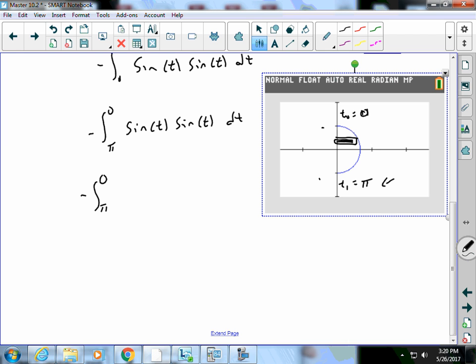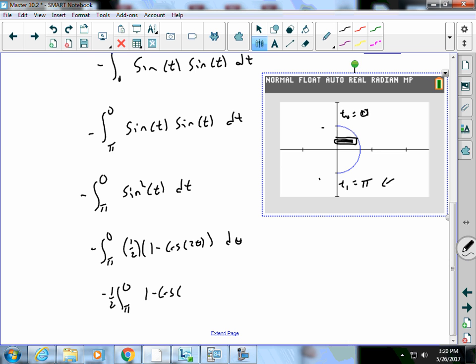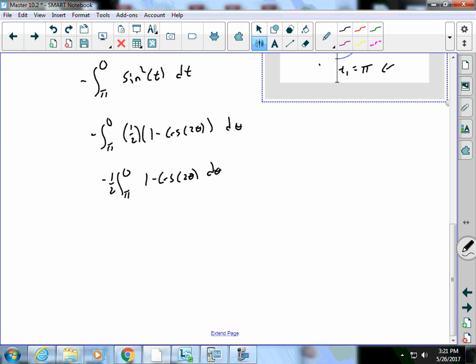Pi to 0 sine squared t dt. So I need to take the integral. I don't know how to do that directly, but we had some tricks that we learned in chapter 7. We rewrite that as 1/2 times 1 minus cosine 2 theta d theta. I'll bring that 1/2 out. Pi to 0, 1 minus cosine 2 theta d theta. Take the integration of that. That's theta minus 1/2 sine 2 theta, and evaluate it from pi to 0.